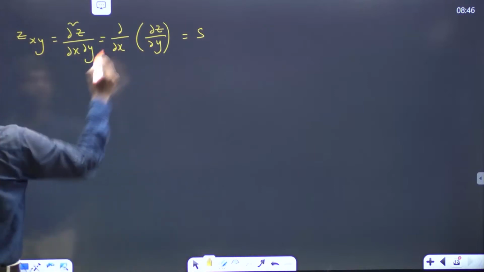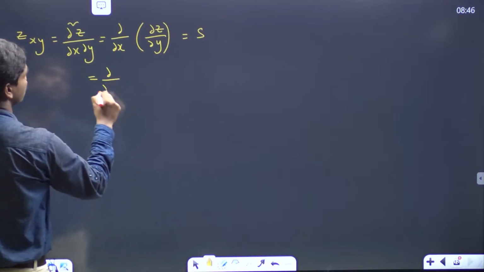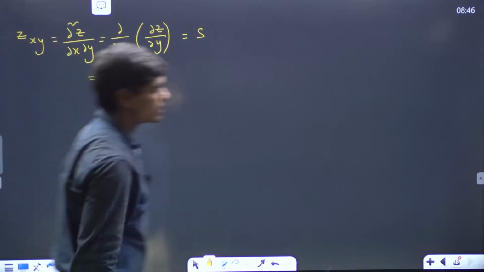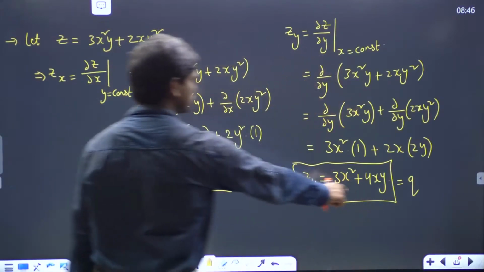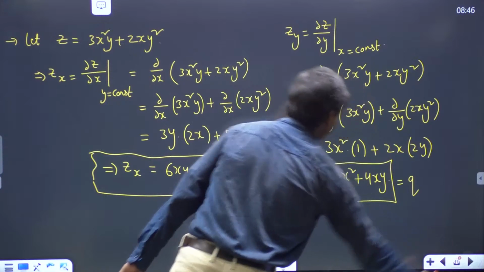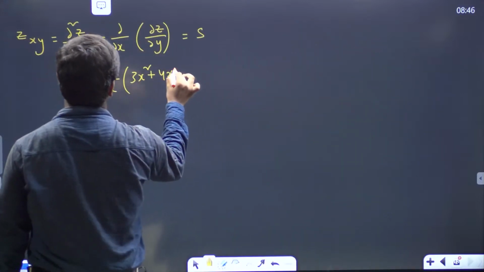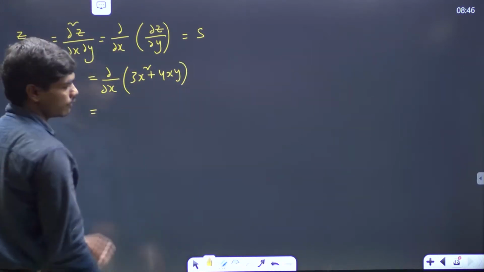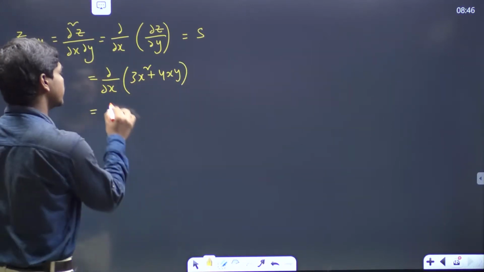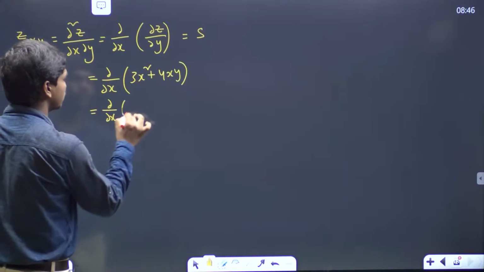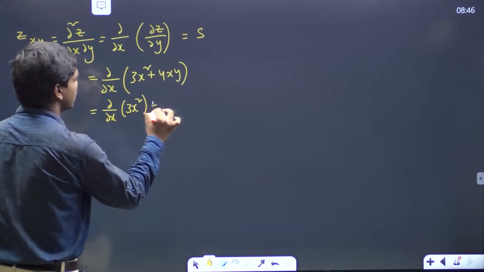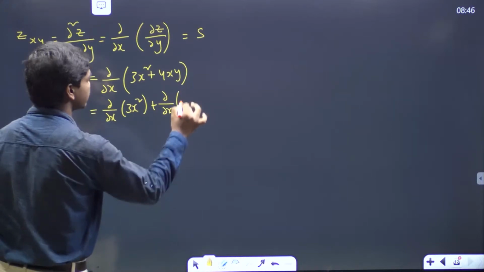Okay, so if I want to differentiate this, ∂/∂x of ∂z/∂y, what is ∂z/∂y here? 3x² + 4xy. Now again splitting this differentiation at the plus sign, ∂/∂x of 3x² plus ∂/∂x of 4xy.